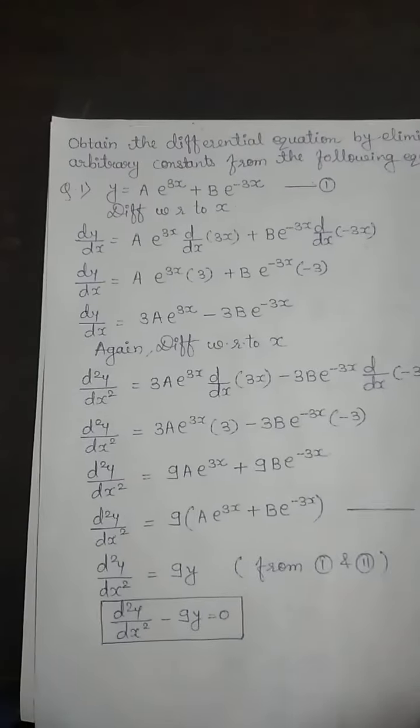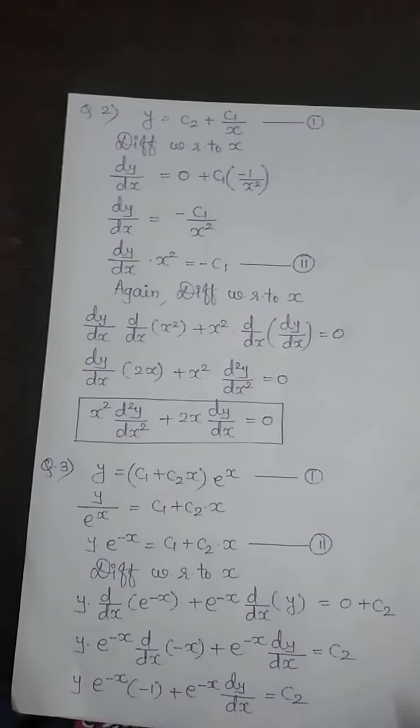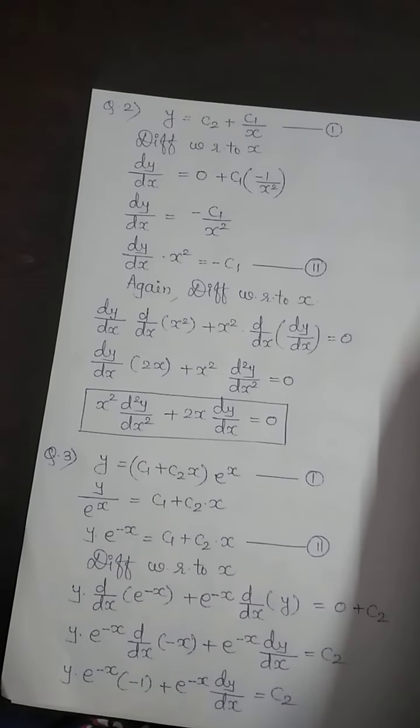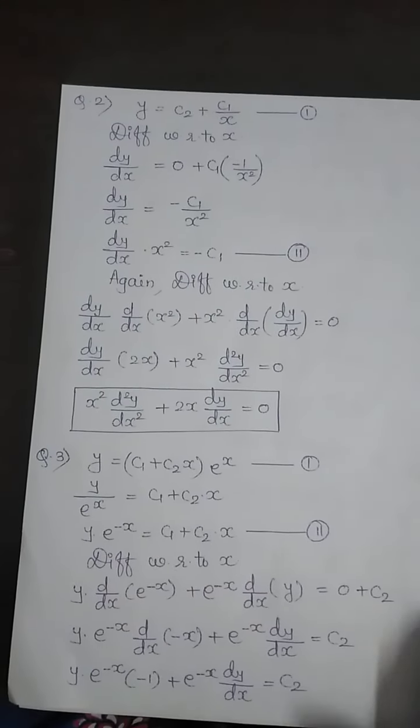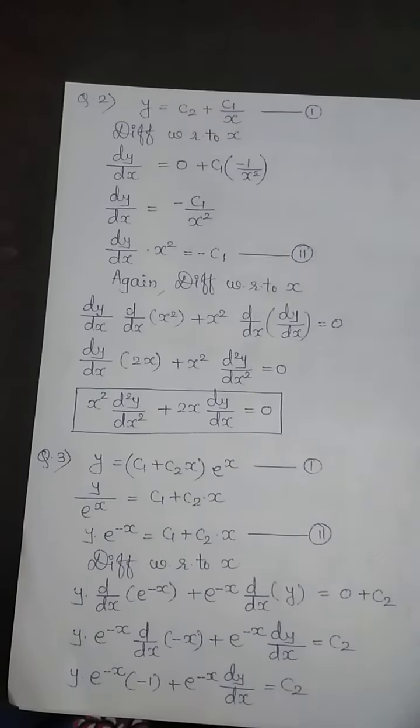Now question number 2. y is equal to c2 plus c1 upon x. We call this equation 1. Now here also two constants are present, c1 and c2.